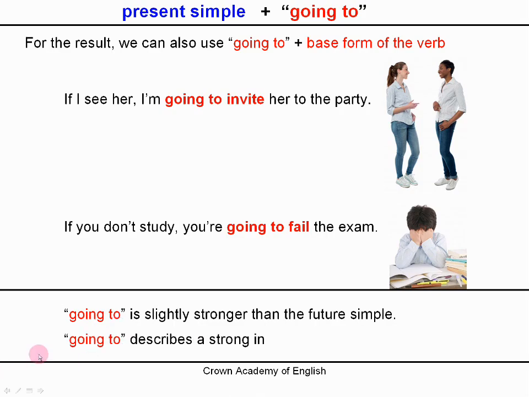And so going to, therefore, describes a strong intention or a plan for the future. Okay, so we are more sure, we are more decided that this is what we are going to do, if the condition is true, of course. The condition must be true. And if it is true, then this is our strong intention.